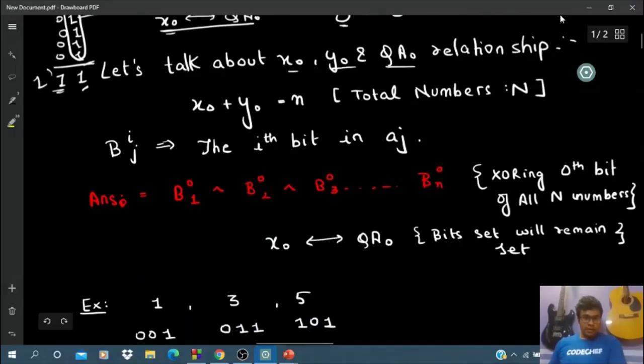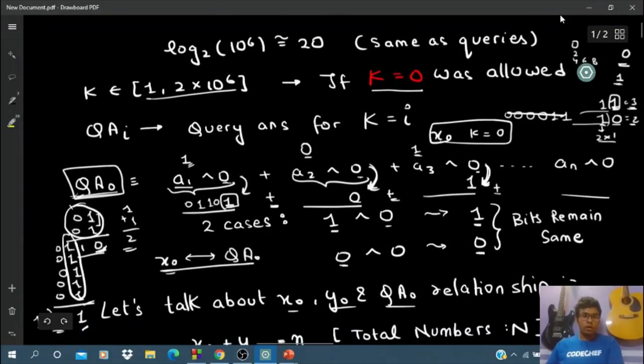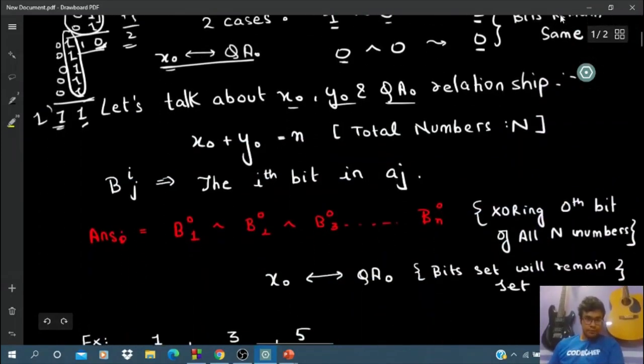So let's talk about Bij. When I write Bij, what I mean is that I'm talking about the ith bit in Aj. So Aj, A1, A2, A3 till AN, and I'm talking about the ith bit. The i value will go from 0 to 19 to represent the 20 bits, because we talked about how log of 10 to the power of 6 is basically 20. So this is the case.